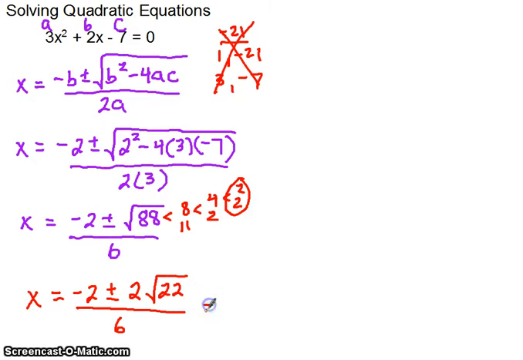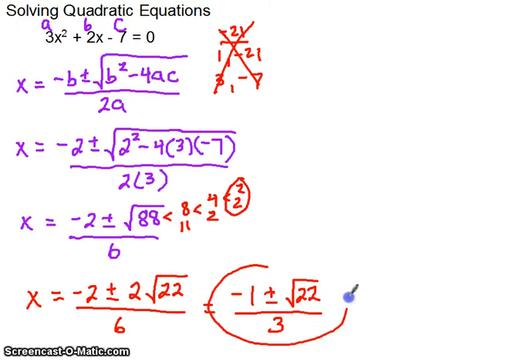And then we can actually reduce this because all the numbers outside the square root are divisible by 2. So just divide them all by 2. You get negative 1 plus or minus. This is going to become a 1, but we don't have to write it. So just the square root of 22 is good there. And then 6 divided by 2 is 3. And that's your final answer there.